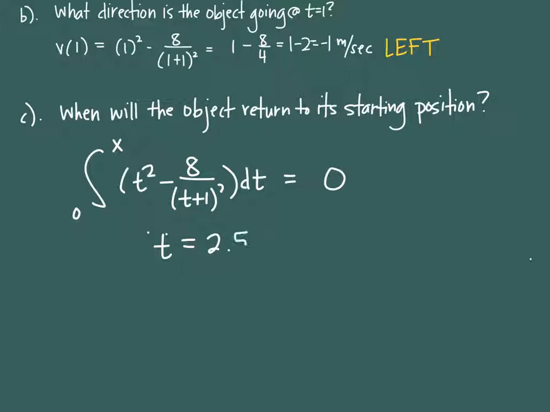2.587 seconds. So that is the moment when the displacement was 0. So our follow-up question is, now that we know that the displacement is 0, what's the total distance at that same point?